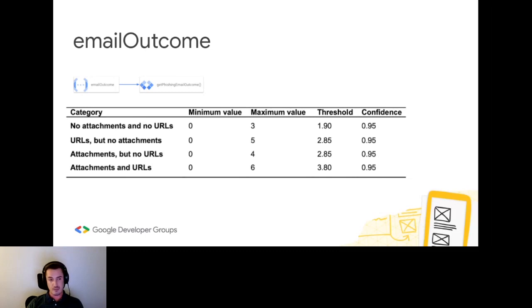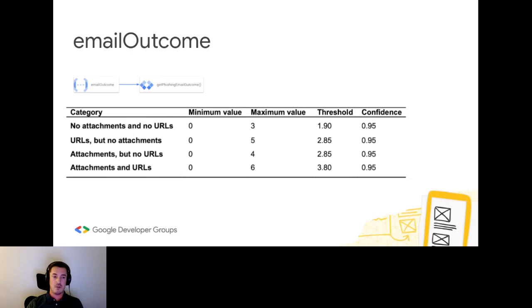The categories that I have here are 4. We have no attachment and no URL, which means we have nothing there. We have attachment and no URL. We have no attachment and URL, and we have attachment and URL. And it all depends on that, we will get the maximum value. So no attachment, no URL has a maximum value of 3, and the threshold is 1.9.